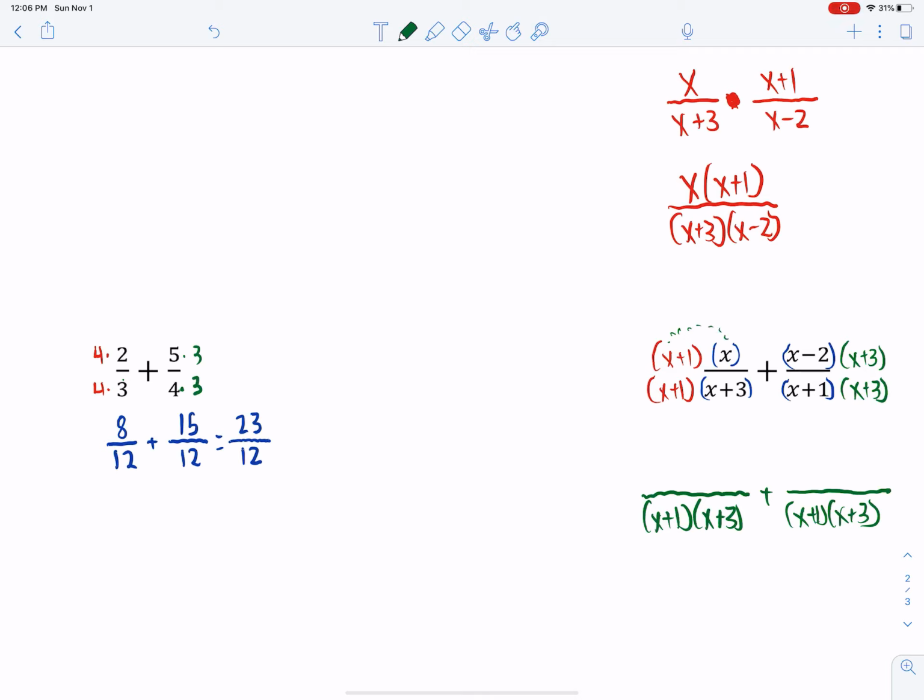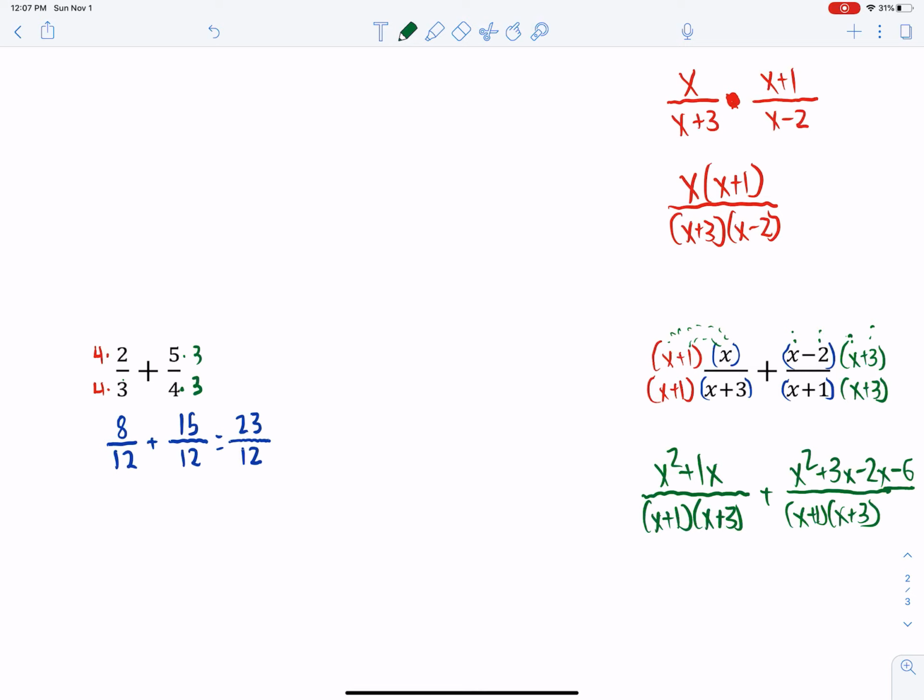We distribute x plus 1 times x. X times x is x squared. 1 times x is 1x. Then for the next part, we have to use the FOIL method. X times x is x squared. X times 3 is plus 3x. Negative 2 times x is minus 2x. And negative 2 times 3 is minus 6.